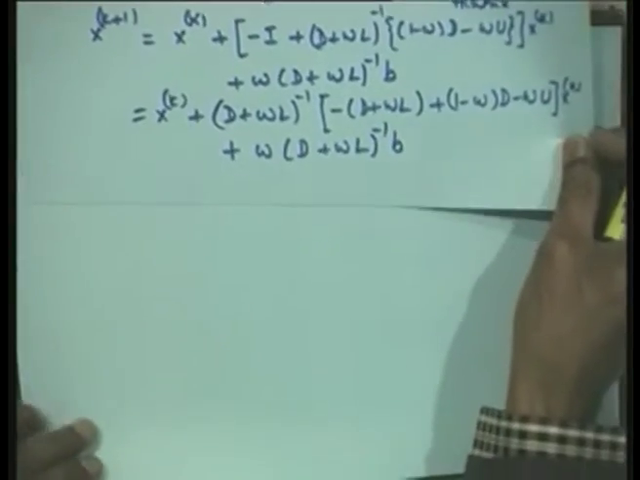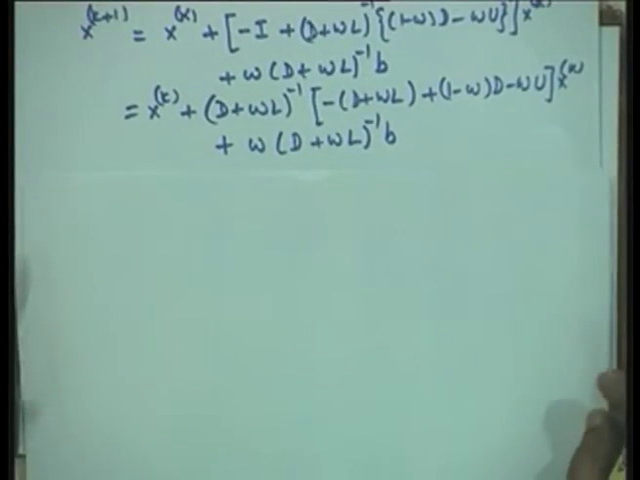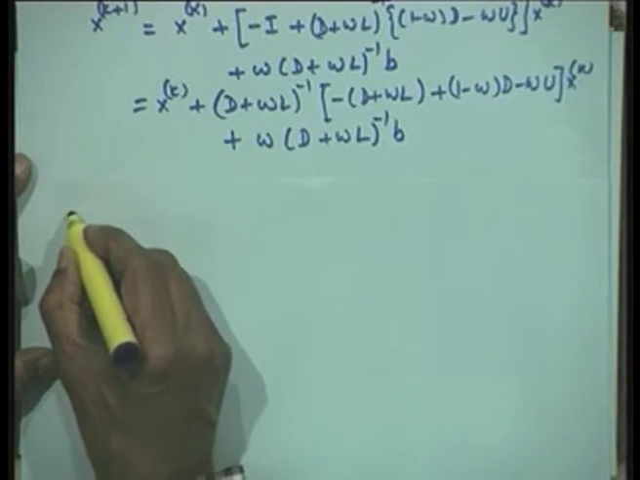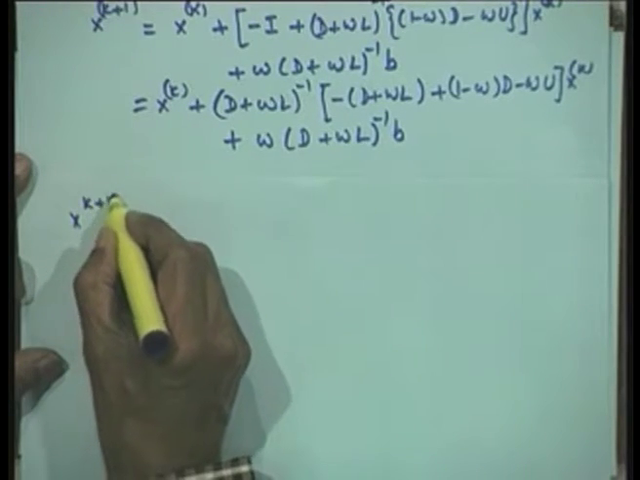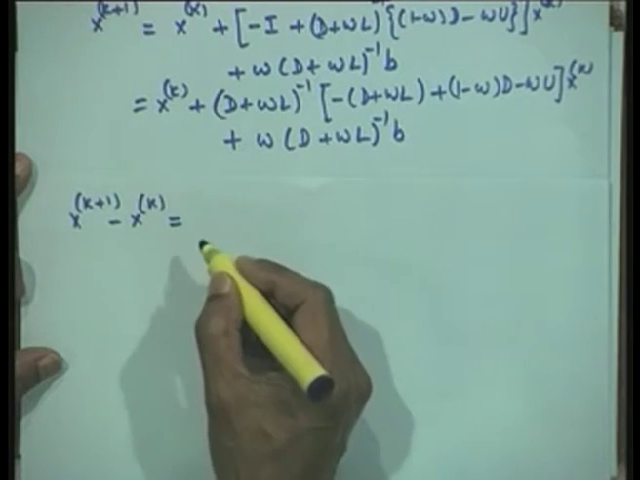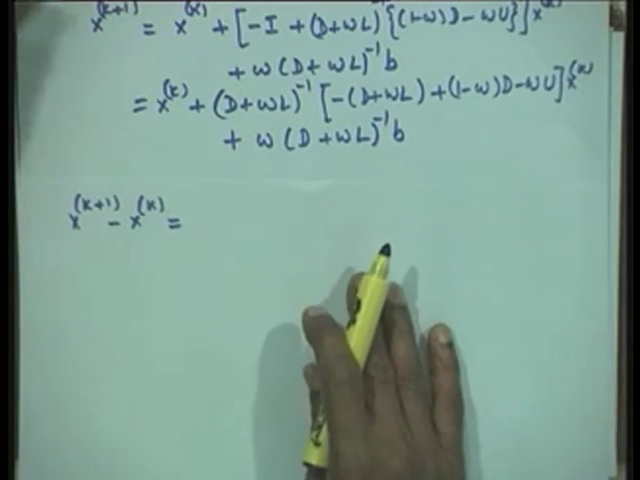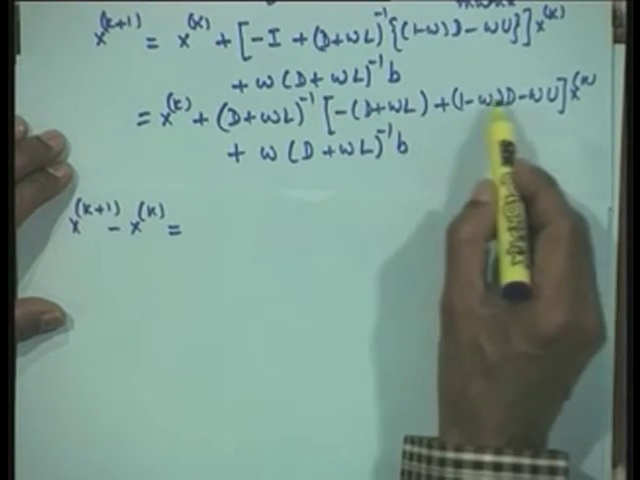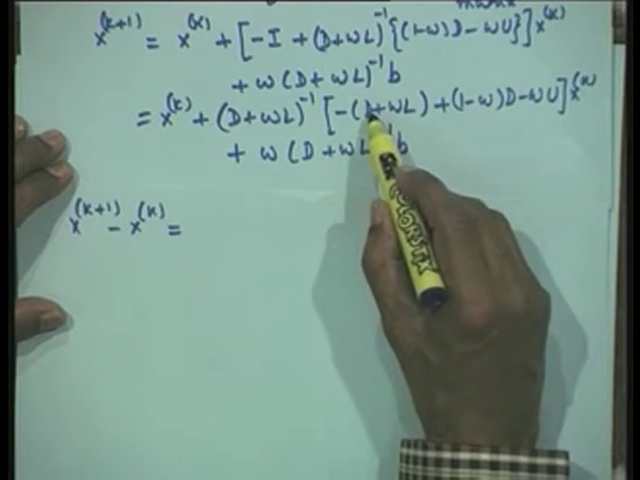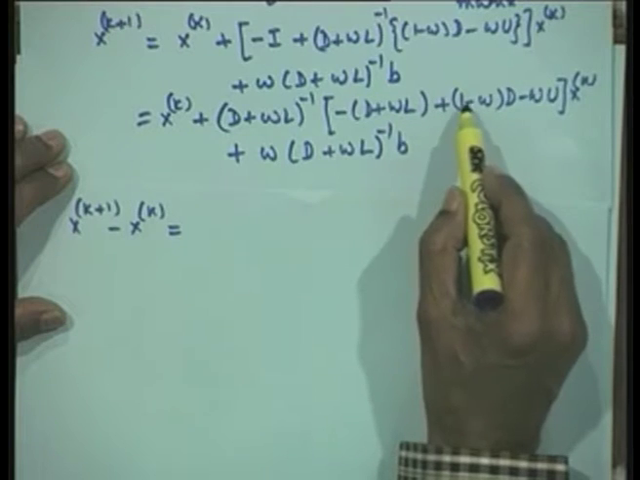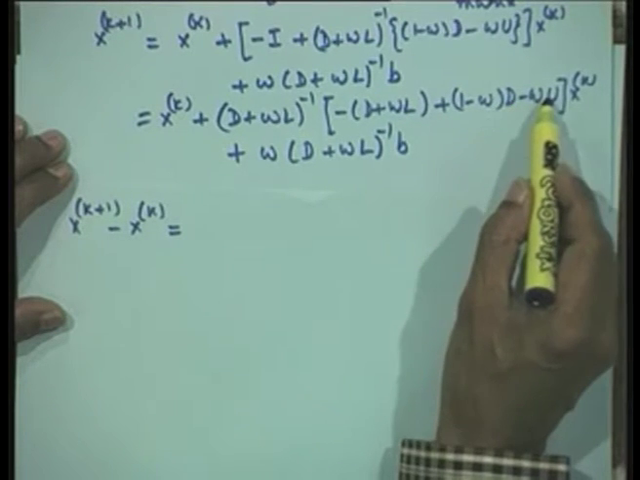Now, let us simplify it further. I can take this x k to the left hand side and write this as x k plus 1 minus x k. Now, if you just look at this particular factor, there is minus D here and there is plus D here. So, minus D cancels with plus D. I have minus omega L minus omega D minus omega U.